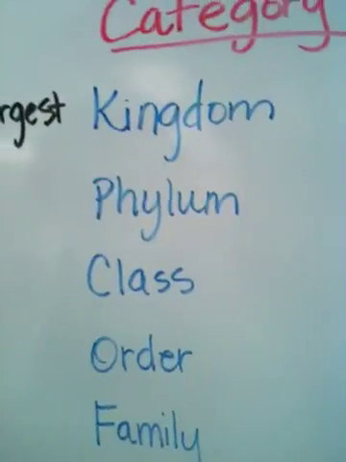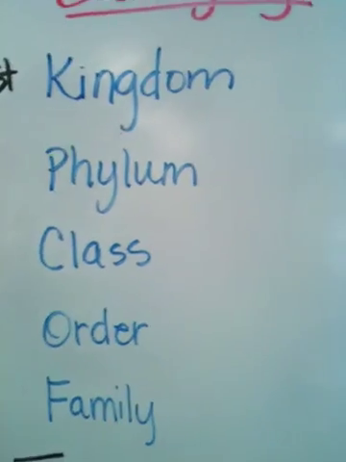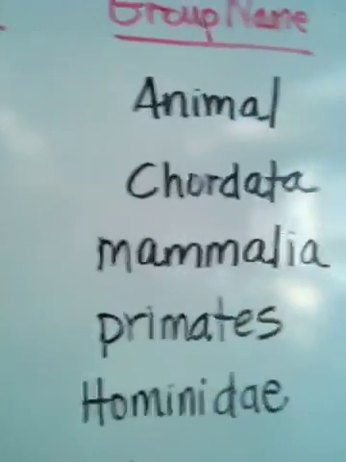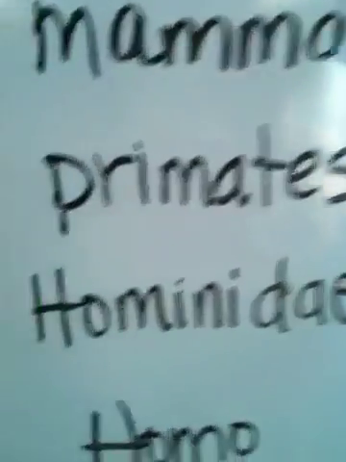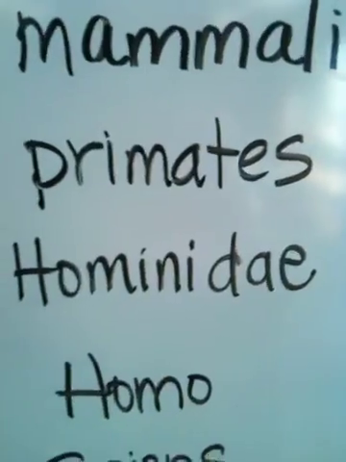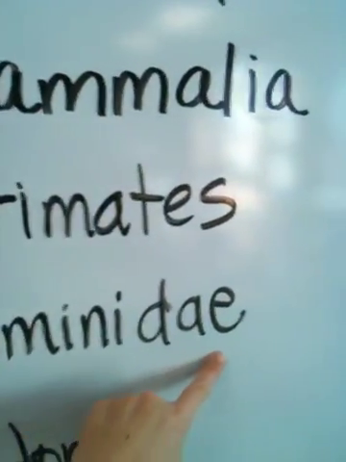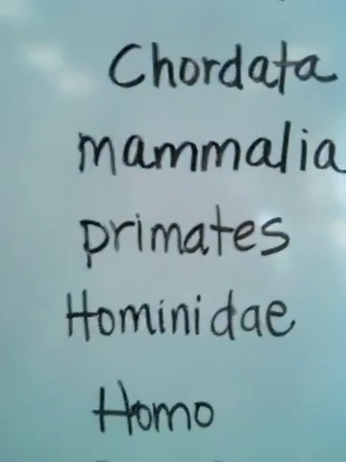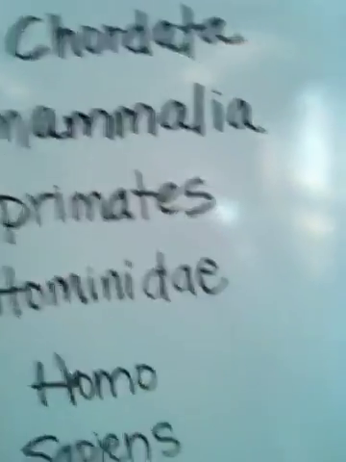We're going to get even more specific when we talk about the family. The family that humans belong to is called Hominidae. When you see that Latin "dae" on the end, that means family. So that is the family. All families are going to end with that.